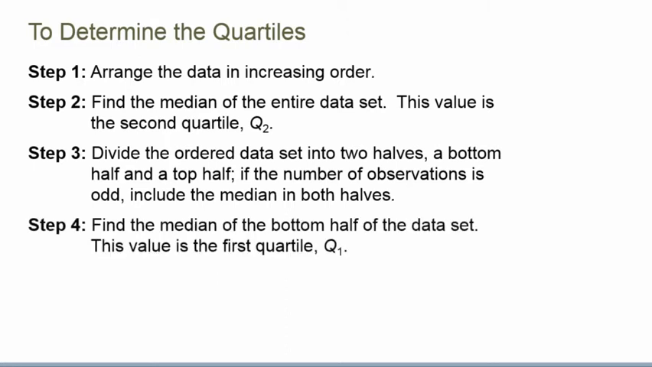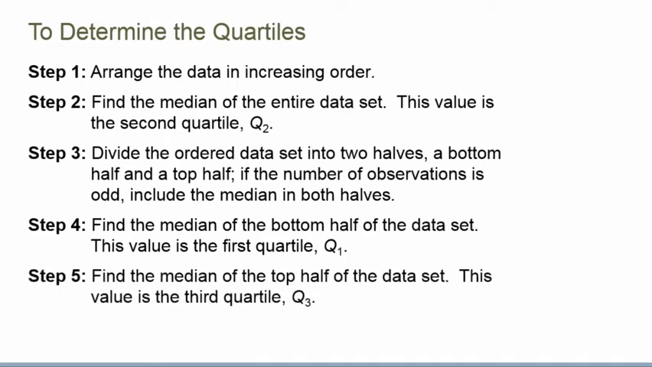Step 4. Find the median of the bottom half of the data set. This value is the first quartile, Q1. Step 5. Find the median of the top half of the data set. This value is the third quartile, Q3. Step 6. Summarize the results.